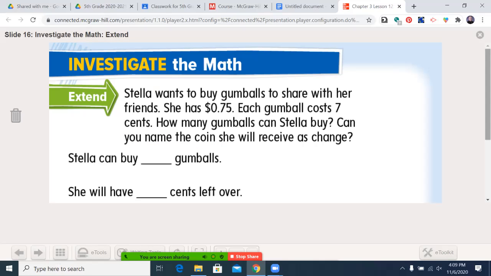An extension. Stella wants to buy gumballs to share with her friends. She has 75 cents. Each gumball costs 7 cents. How many gumballs can Stella buy? Can you name the coin she will receive as change? So what I can do is let's divide 75 by 7.